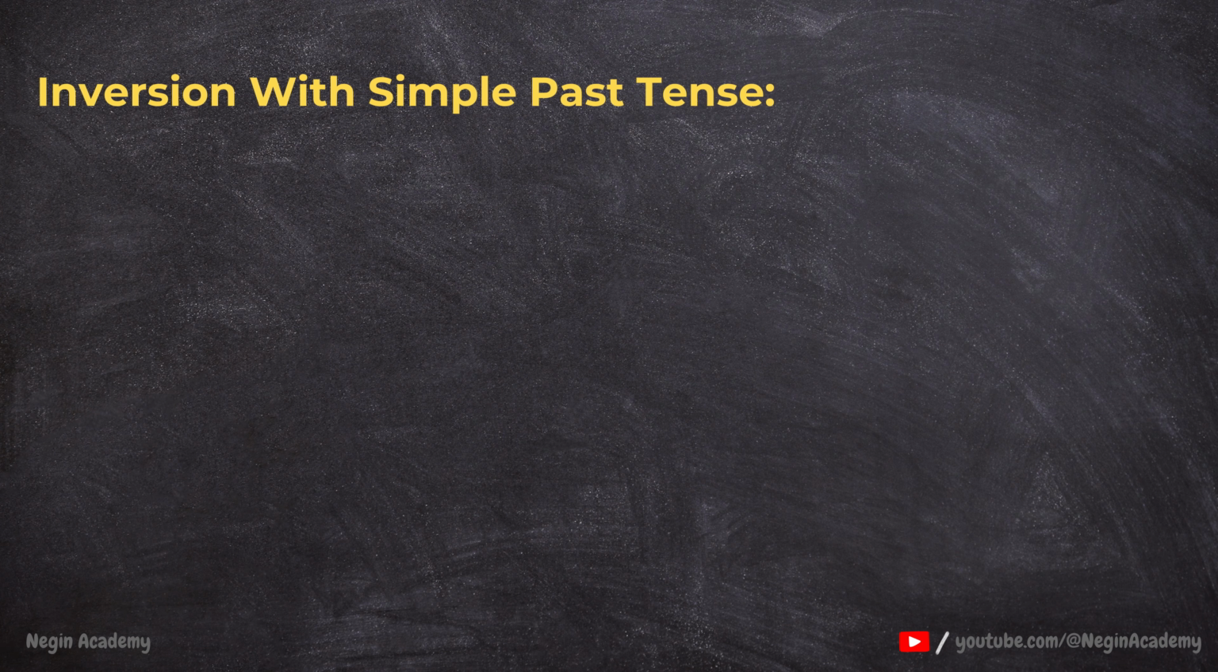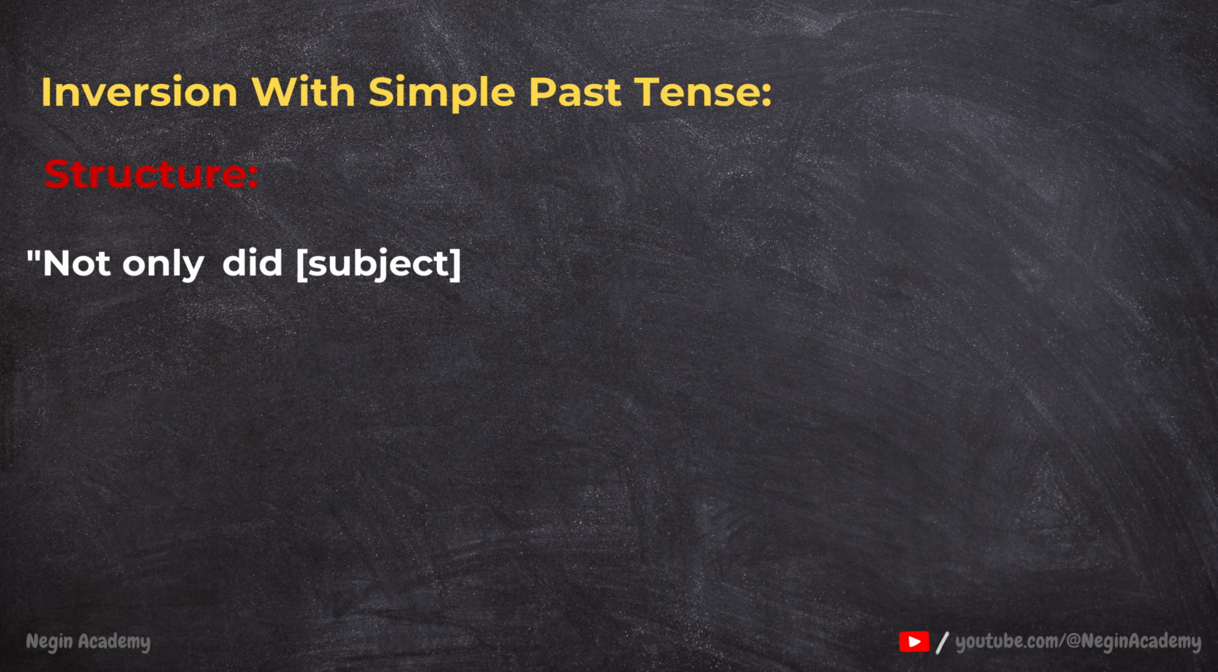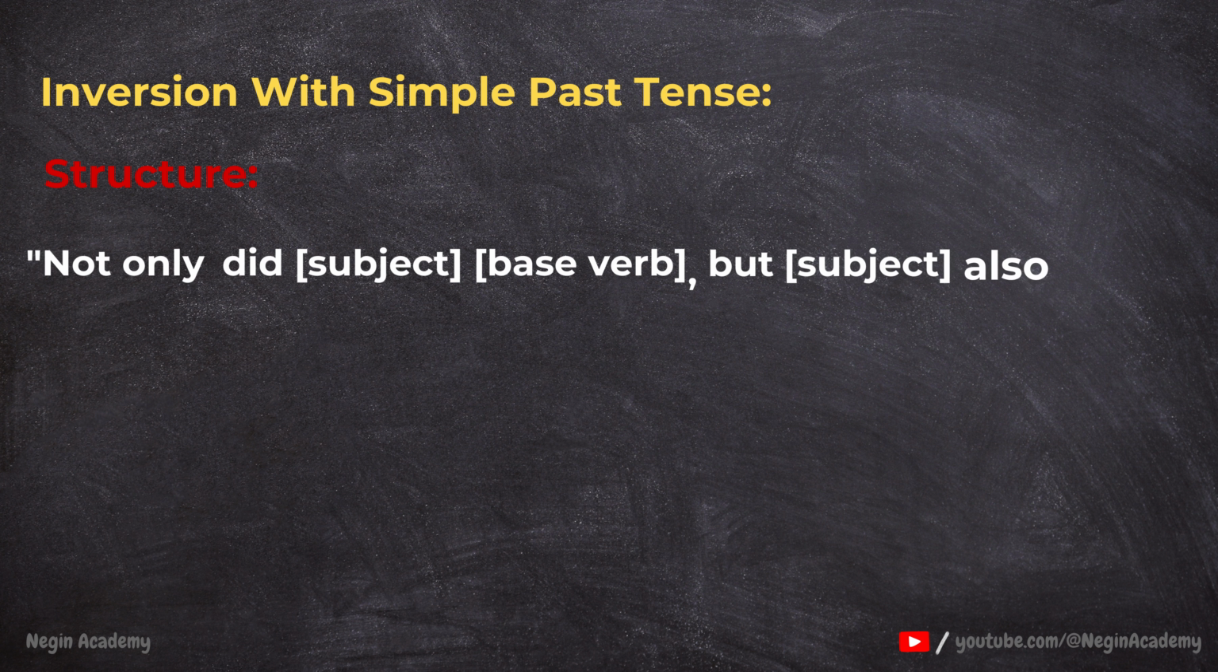Inversion with simple past tense. Look at the structure. Again, not only at the beginning of the sentence. Then did, then the subject, and base form of the verb. Put the comma, and then but, then subject, also, and the verb.